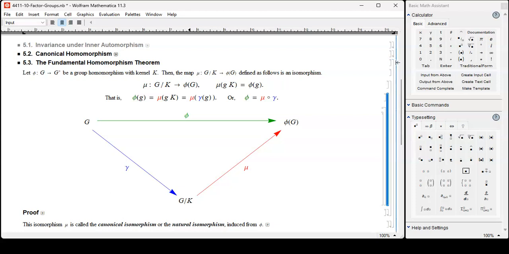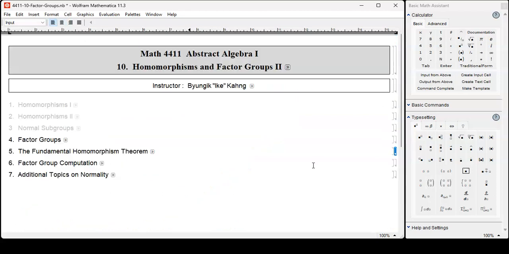Okay, that completes 5.3, and I don't think we have time to do an example problem, so let's stop here, and let's do the example problem in a separate video.